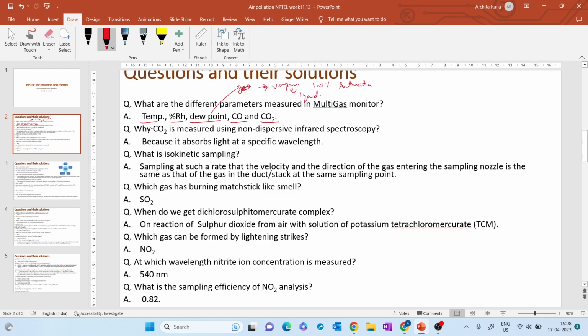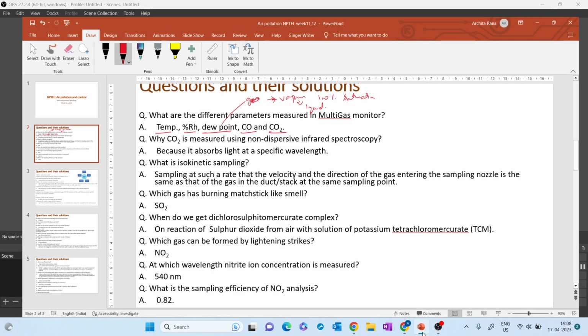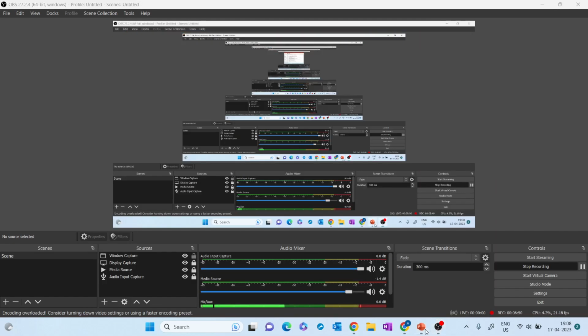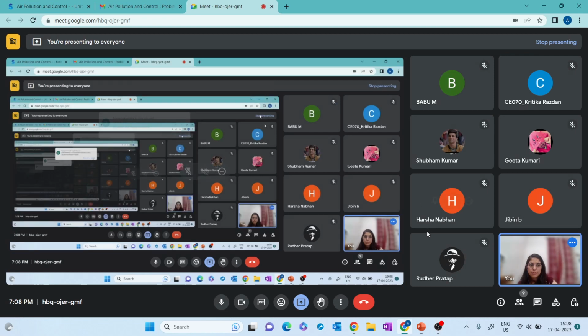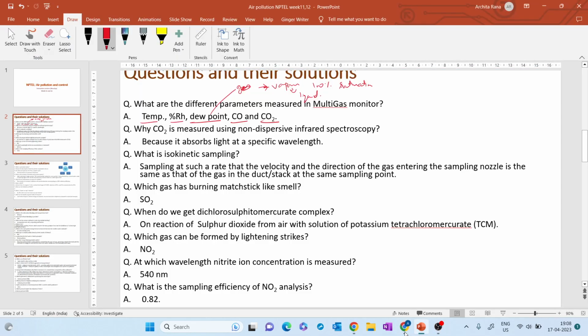Now, next is why CO2 is measured in... just a second. Okay.